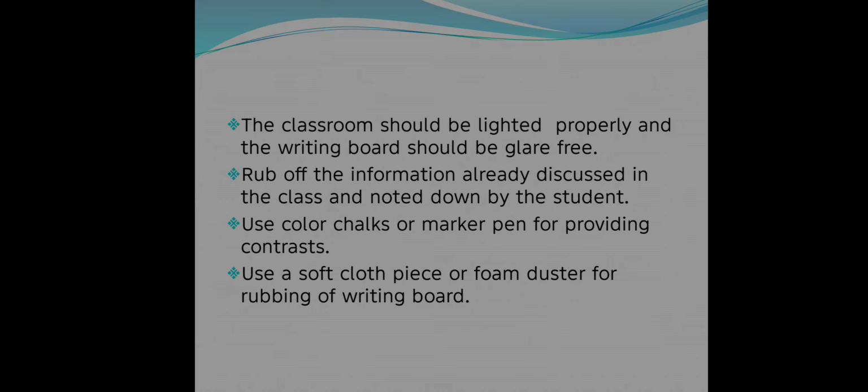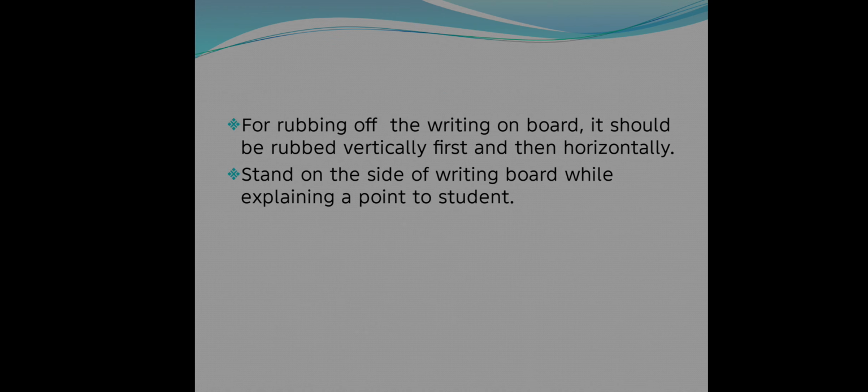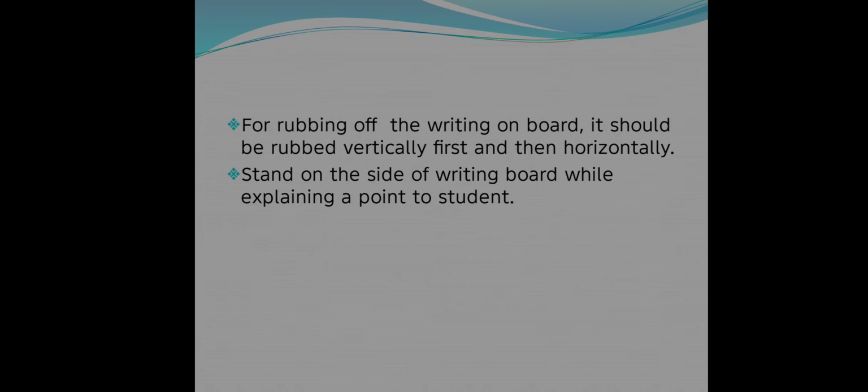So that you can erase your writing very clearly and completely erase the writings on the board. Next, for rubbing off the writing on the board, it should be rubbed vertically first and then horizontally. This is the proper way to rub off or erase the writing on the board.